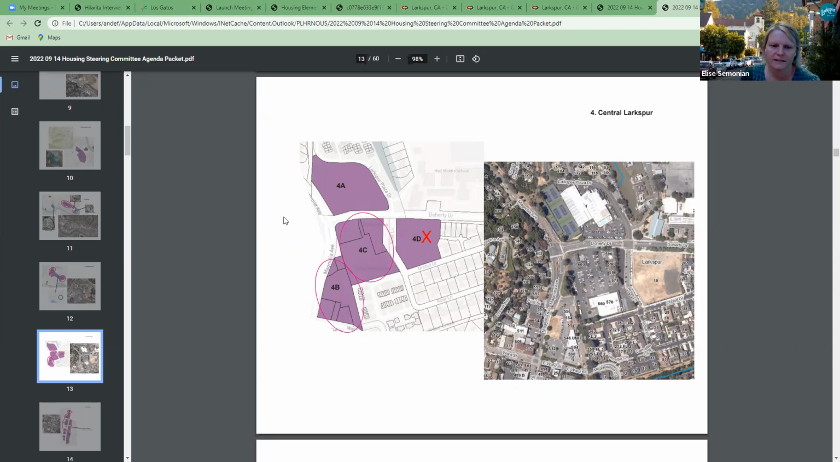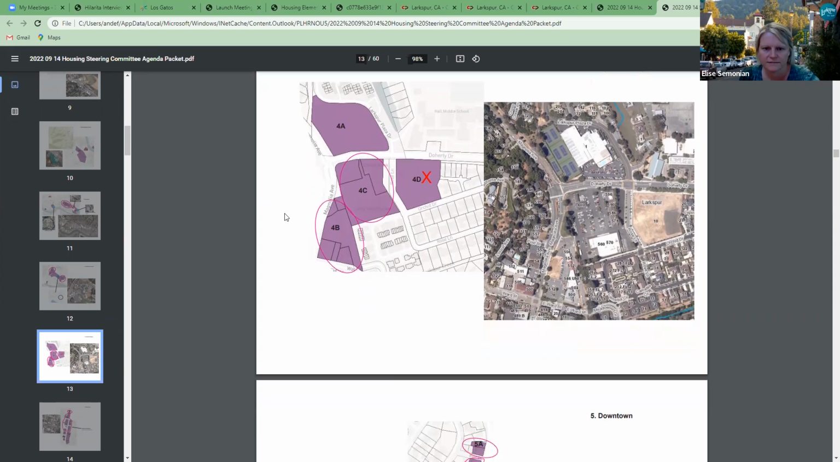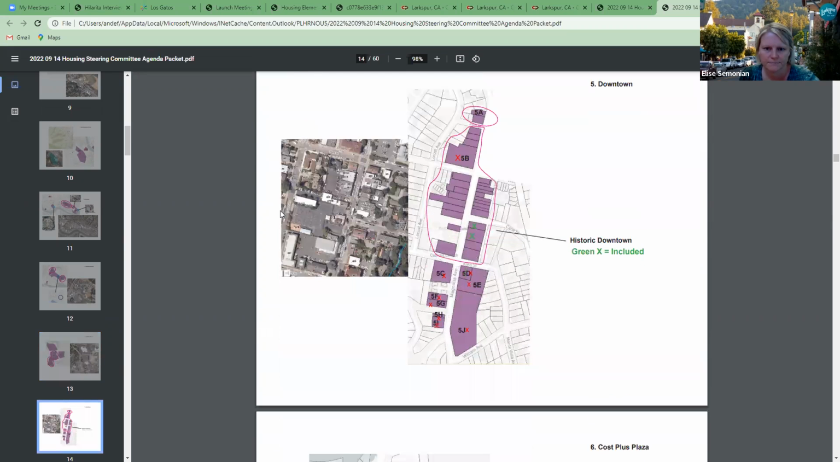And then part of our recommendations with the housing element is to increase density on the sites. They're allowed 21 units an acre now, and to go to 35 as more incentive to have housing developed on the site. So that's what's been proposed on the draft inventory map.